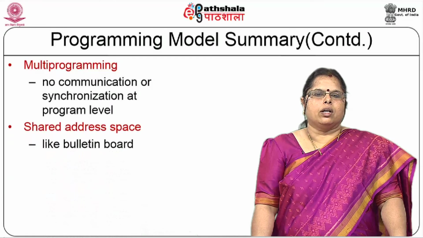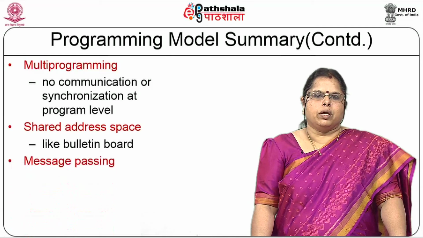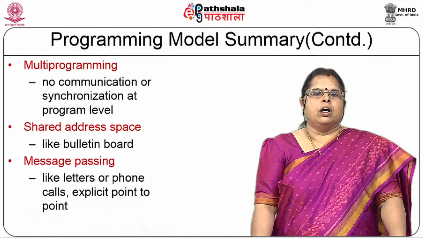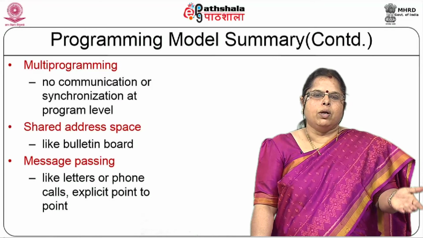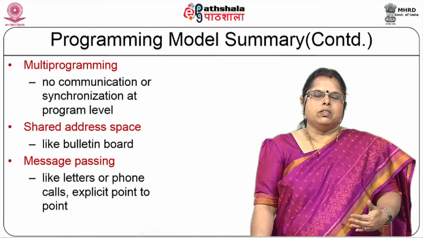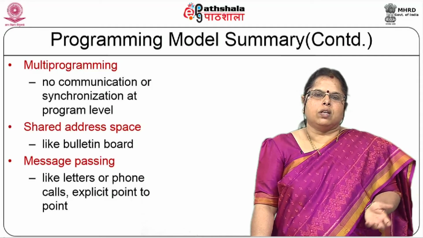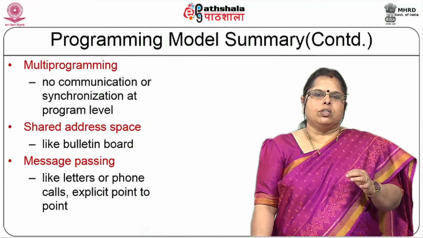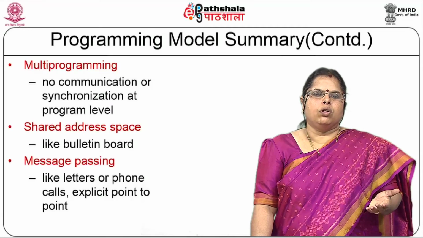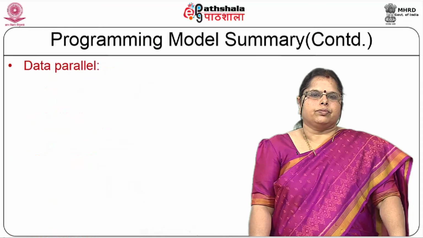Whereas, when you look at the other types of models, say for example, shared address space or message passing, shared address space is like a bulletin board, because anybody can write into the shared address space and anybody can come and read that from the shared address space. So, it is like a bulletin board. Whereas, if you look at a message passing interface, it is a point to point communication. So, it is like letters or phone calls which are explicit point to point communications.